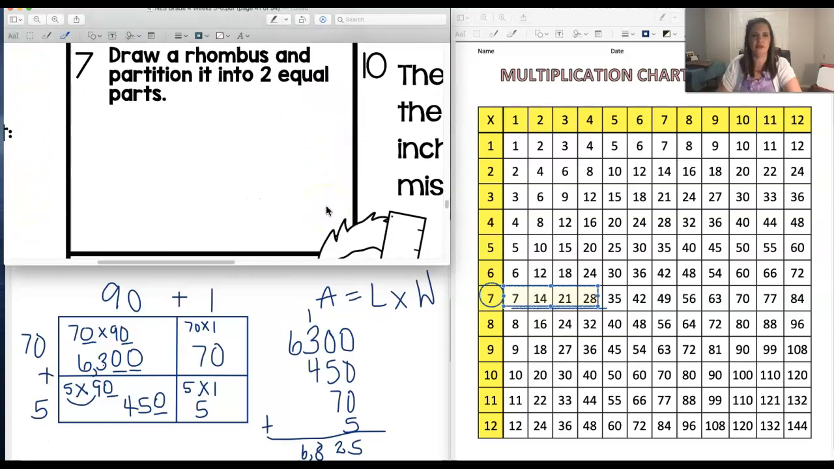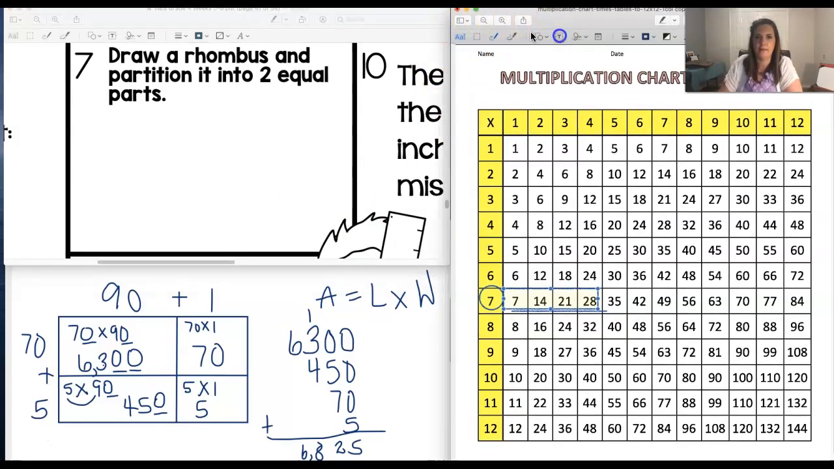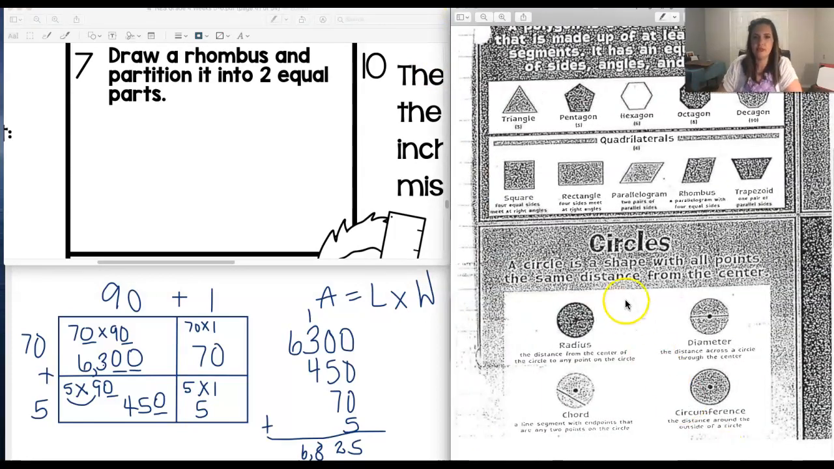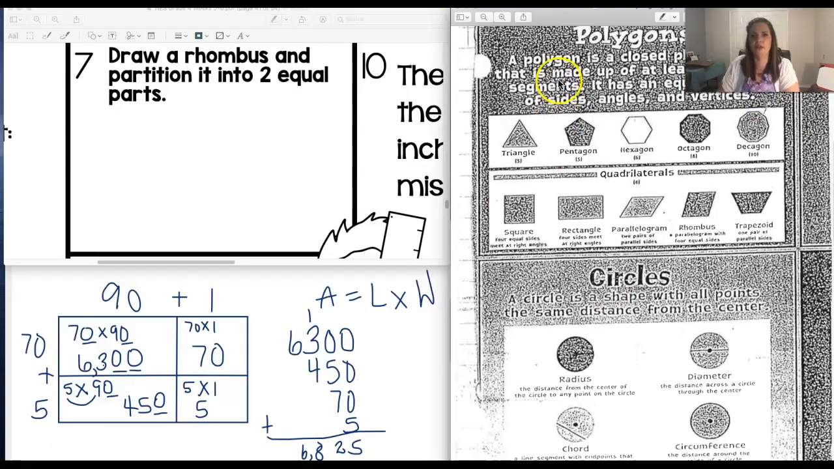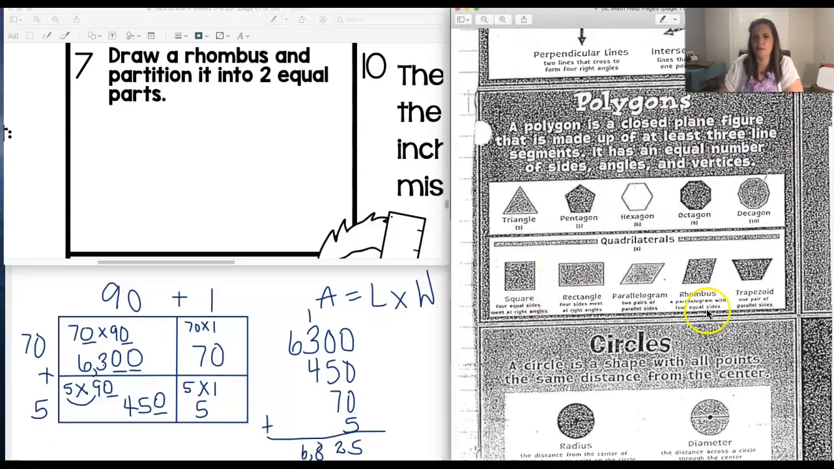Question 7. Draw a rhombus and partition it into 2 equal parts. I'm going to go over here to our math help page that we had. And it has all the polygons, all the different shapes, and I'm going to find the rhombus. Remember that the rhombus looks like a diamond, okay? It has 4 sides, but 2 of the sides are slanted.